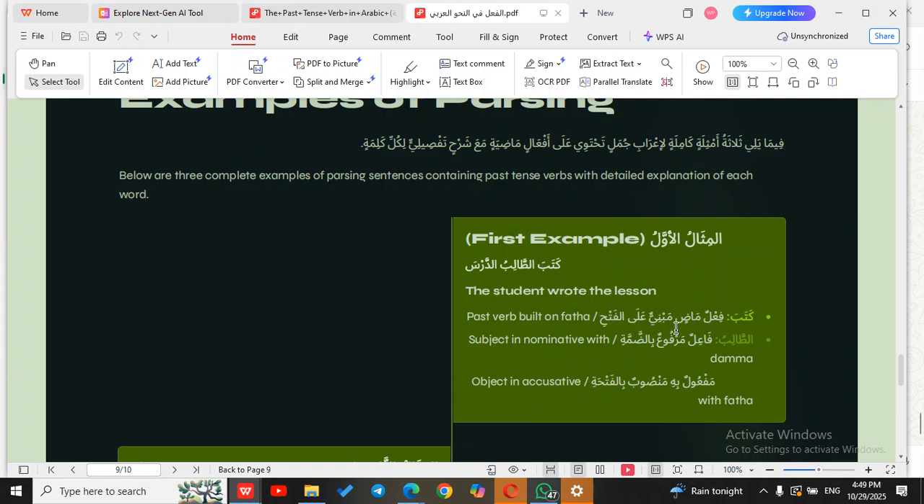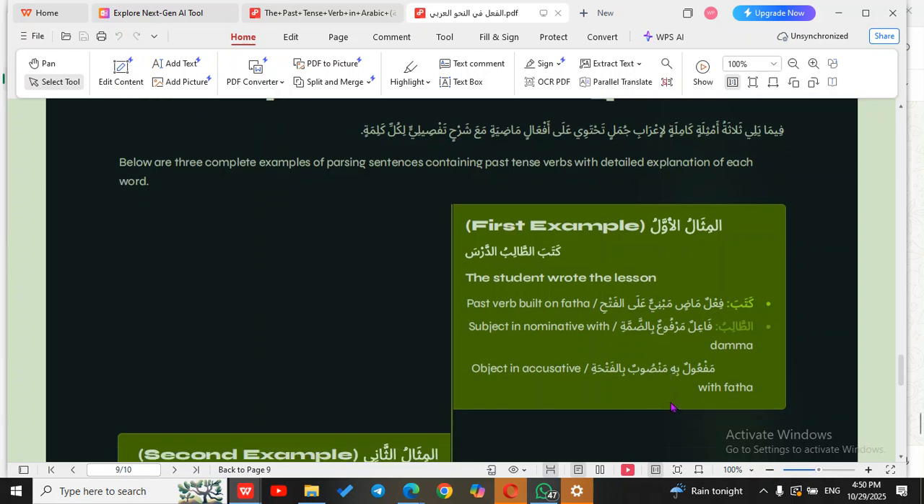So kataba fi'l madi mabni ala al-fath, which means past verb built on fatha. At-talibu here is what? Fa'il marfu' bi al-damma, subject in the nominative case. Al-darsa is maf'ul bihi mansub bi al-fatha, an object which is accusative.